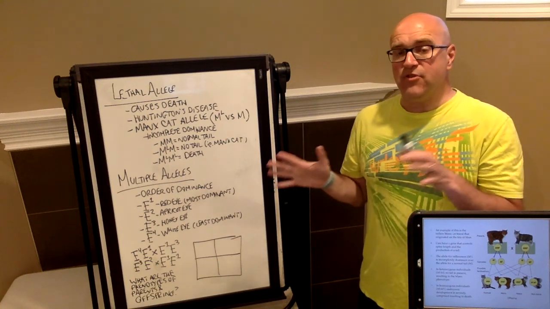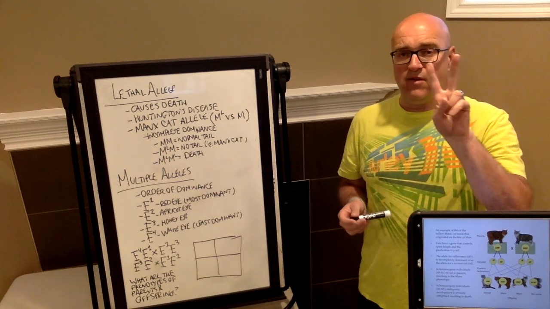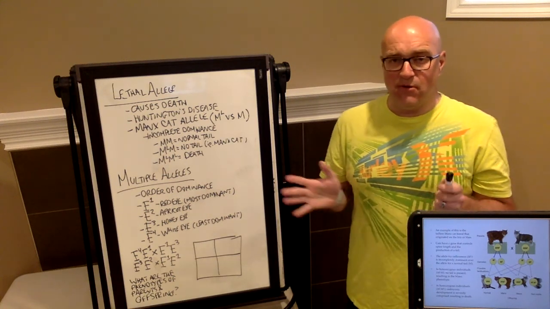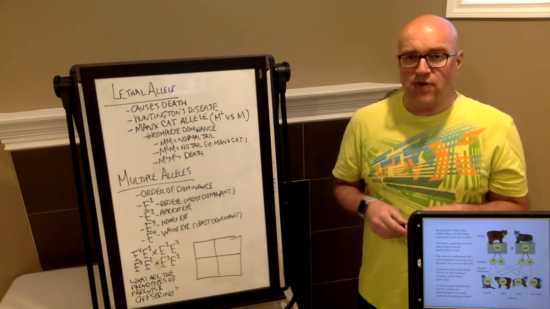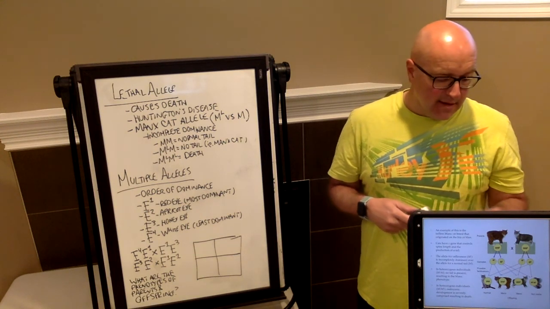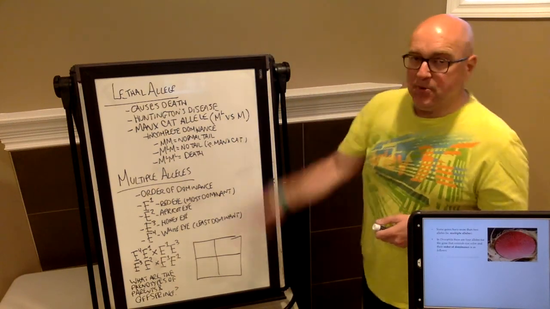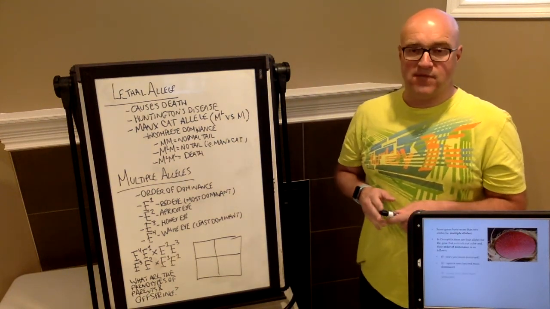But in this case, the lethal allele only happens if it is in a homozygous configuration. It's not lethal if it's in a heterozygous configuration. It just creates, in this case, a tailless Manx cat. So that's another example. Okay, one more, multiple alleles, and this is the last big concept of today.